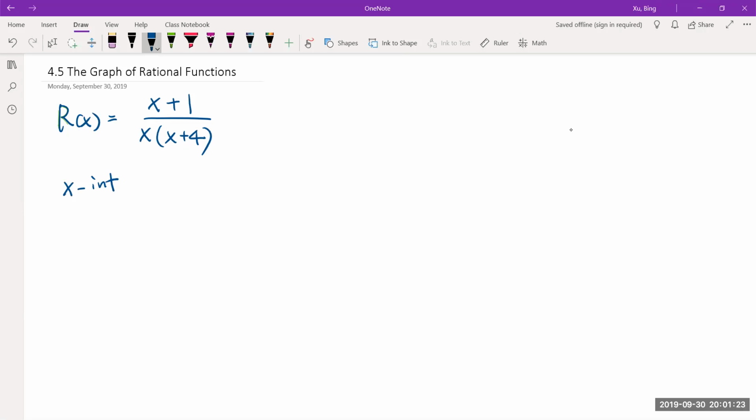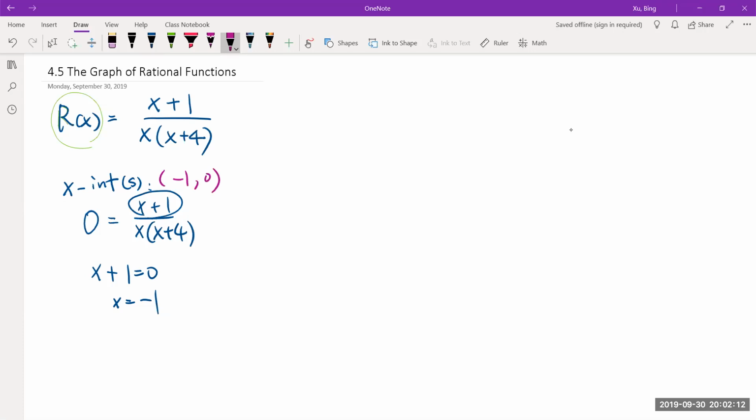So to find X-intercept, we want to make y equal to 0, right? So in this case, this whole thing equals 0, that's y. If this fraction equals 0, if and only if the top is equal to 0. So basically, when you find X-intercept for a rational function, you only look at the top. All right. So we have one X-intercept, which is -1. So here we have X-intercept, (-1, 0), by finding the real zeros of the numerator.